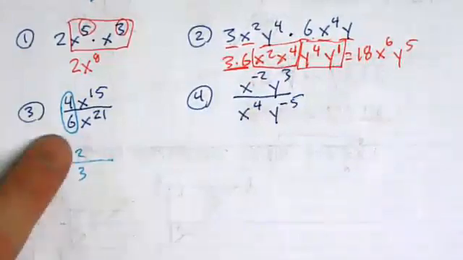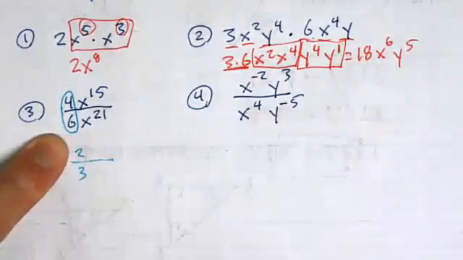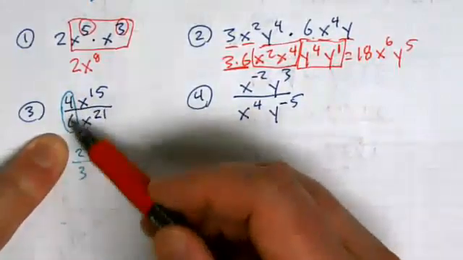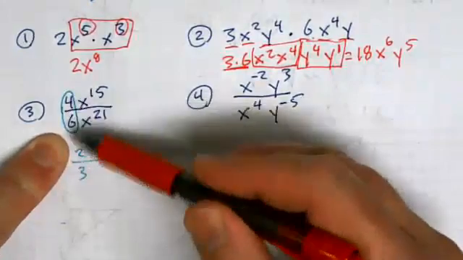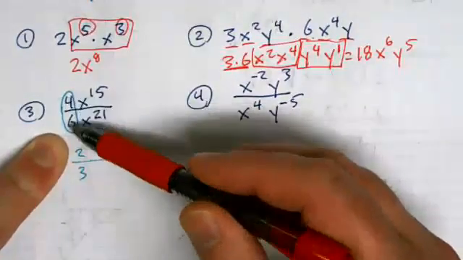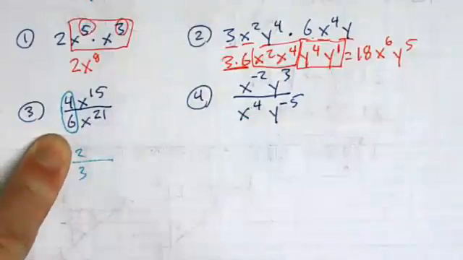All right, I gave you a hint for number 3 as you were working. That 4 and 6, those are coefficients. So we're just going to do what we would normally do with a fraction of 4 over 6, which is reduce it. We can divide both of those by 2 and we get 2 over 3.